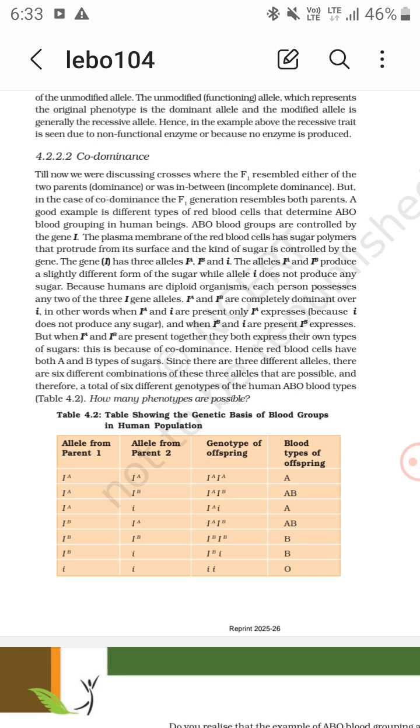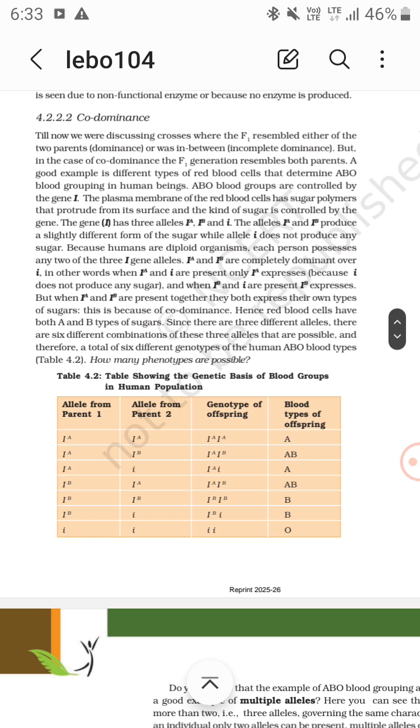And we are diploid, so we get only two of the three alleles. But this is multiple allelism, so three alleles are present. When IA and IB are completely dominant, so that is AB blood group.